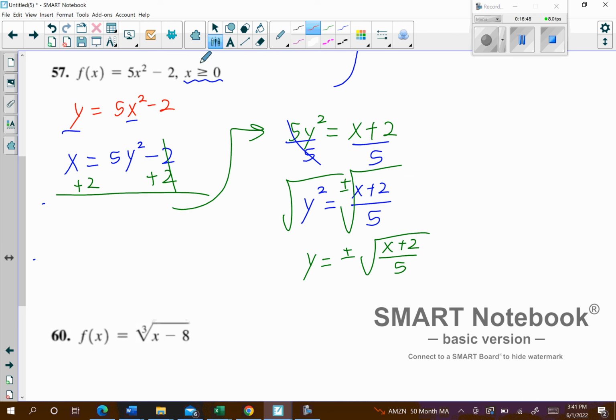So if you look right here, my domain on the original function was that all my x values needed to be greater than or equal to 0. So that was the domain. Now remember what happens. When I go to my inverse function, domain and range switch. So that means now that my range is going to have to be from 0 to infinity. So I can't get any negative y values. I can't get any negative range values.